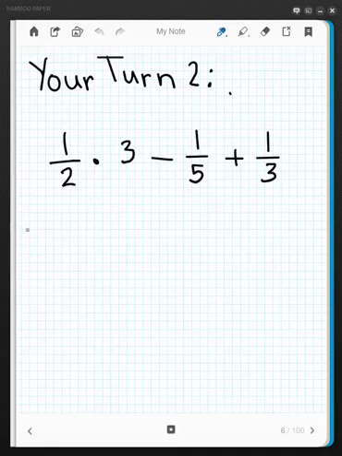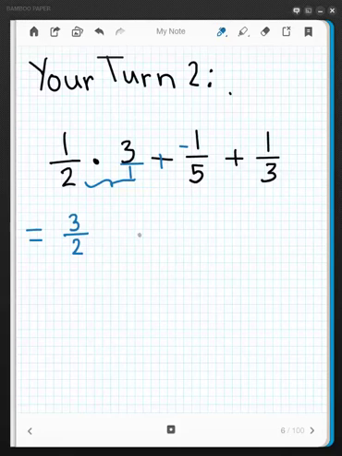Okay, so the first thing we're going to do here is look at order of operations. We have multiplication, subtraction, and addition. So I'm going to change this subtraction to an addition by saying add the opposite of the next number. And then I have multiplication and additions. Well, multiplication comes first. So I'm going to put the whole number over 1 and multiply straight across the numerators, giving me 3, straight across the denominators, giving me 2.